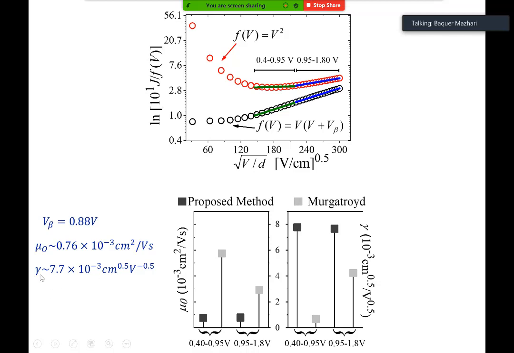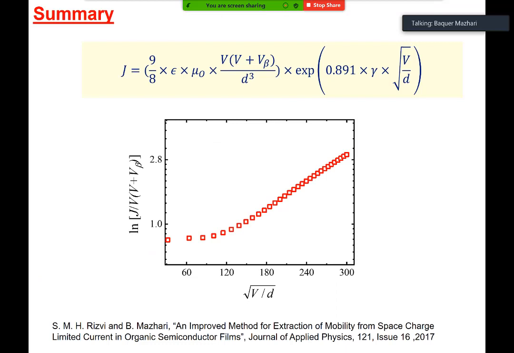Similarly, our extraction of gamma also becomes much more accurate compared to the previous approach. So I'll quickly summarize. What we are suggesting is that instead of the standard Murgatroyd expression used for extraction of mobility, we suggest an improved expression for space charge limited current with field dependent mobility. And we suggest that plotting ln J versus V by V plus V beta versus the average field will give you a much better estimation of low field mobility and the field enhancement factor.